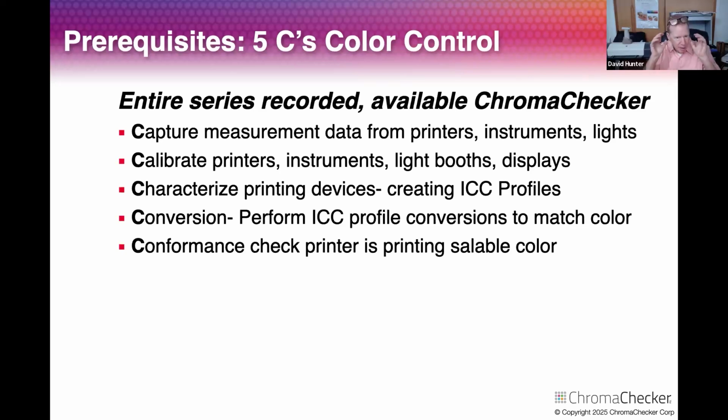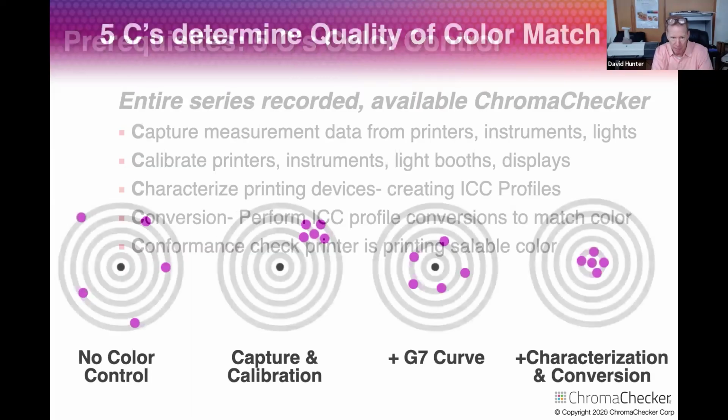ChromaChecker is a color conformance tool which assesses printers, light booths, instruments, and every other variable. And it can help with the profiling. It can help with the G7 curve creation. It can help you understand what the capture data does. But overall, its role is to be the referee. Is the printer in bounds or is it out of bounds, using a sports analogy?